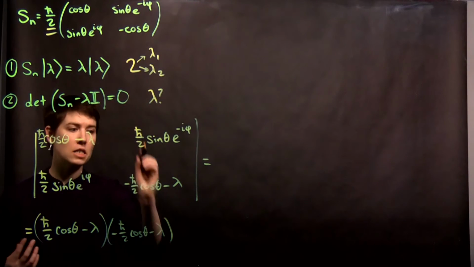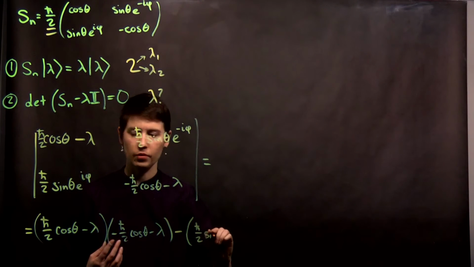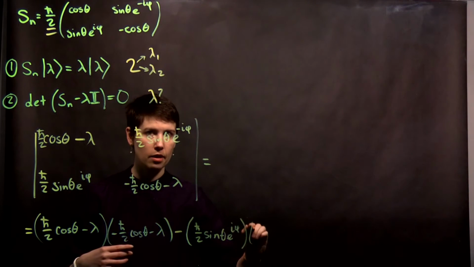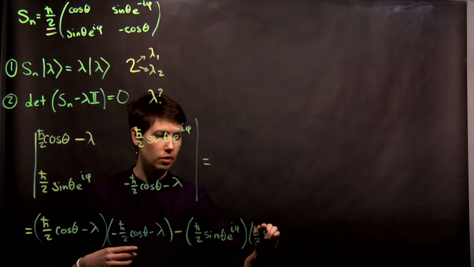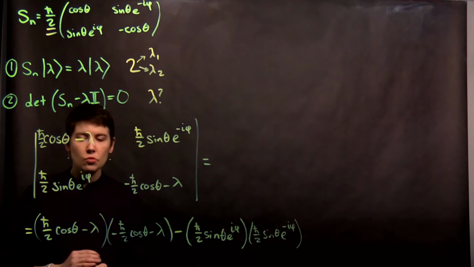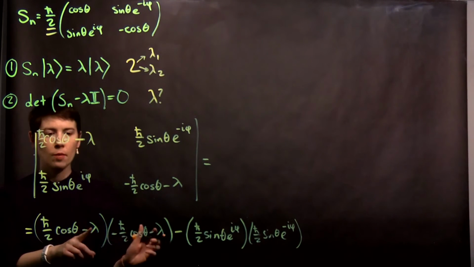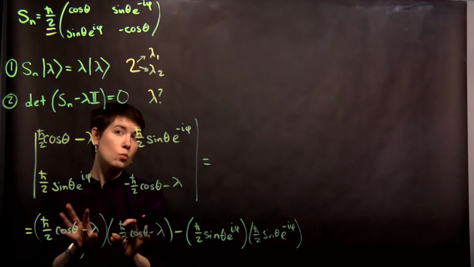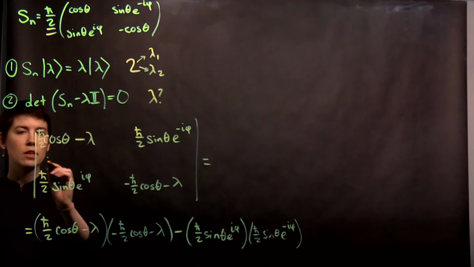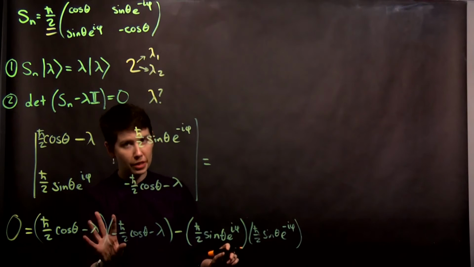So this minus this upward term, which is h bar over 2 sine theta e to the I phi, and then h bar over 2 sine theta e to the negative I phi. Okay, so now this is really what we're going to be needing to do a lot with, because lambda is what we're solving for. So this is what's going to give us a quadratic equation, which will then give us two solutions. And it's worth remembering that this characteristic equation is equal to 0. So now, this is going to get a bit messy.